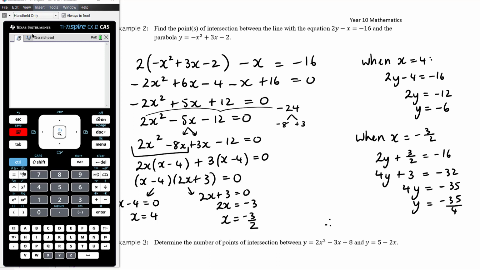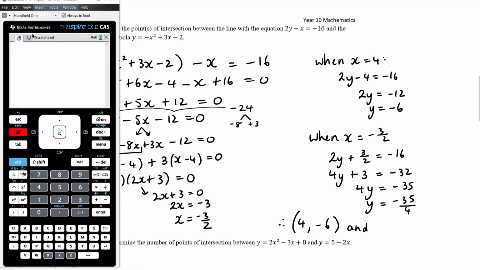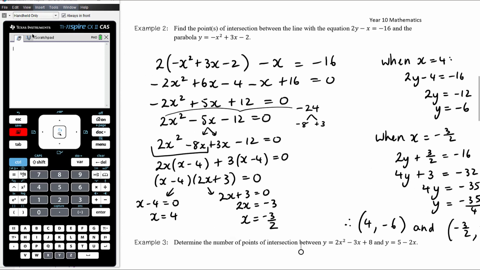Okay, so therefore our 2 points of intersection are (4, negative 6) and (negative 3 on 2, negative 35 on 4). So again, that parabola and that line intersect at 2 points.